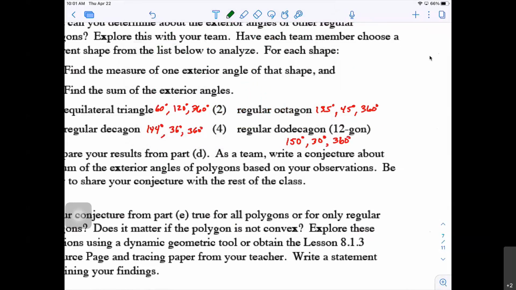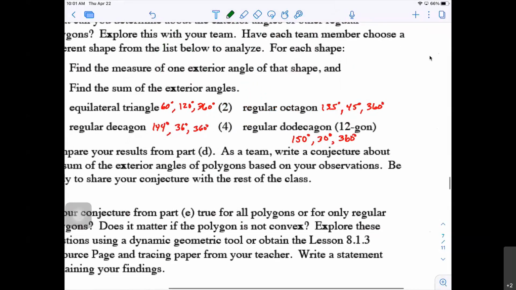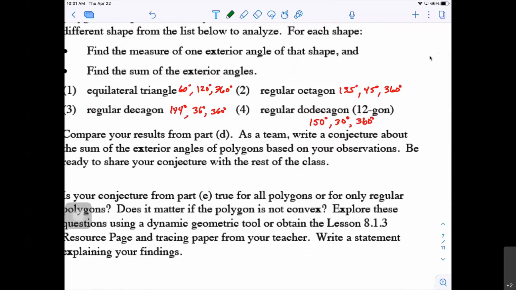Hands go up immediately. All right, Adele, what do we got? They all have 360 degrees for the sum of the exterior angles. Let me ask you a question. What do you think the sum of the exterior angles of any polygon are? 360. Doesn't matter the number of sides. It's always 360 degrees.